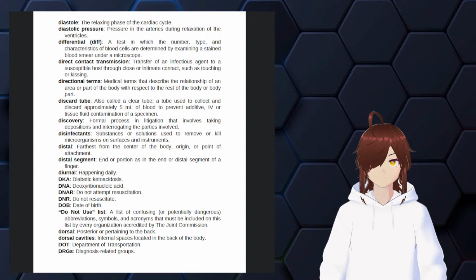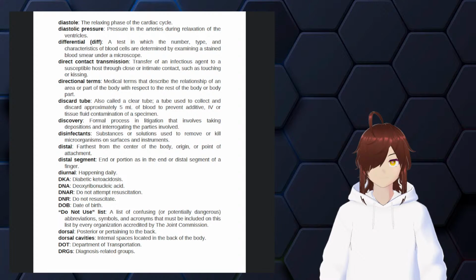Distal, farthest from the center of the body, origin, or point of attack. Distal segment, end portion, as in the distal segment of a finger. Diurnal, happening daily. DKA, diabetic ketoacidosis. DNA, deoxyribonucleic acid. DNAR, do not attempt resuscitation. DNR, do not resuscitate. DOB, date of birth. Do not use list, a list of confusing or potentially dangerous abbreviations.